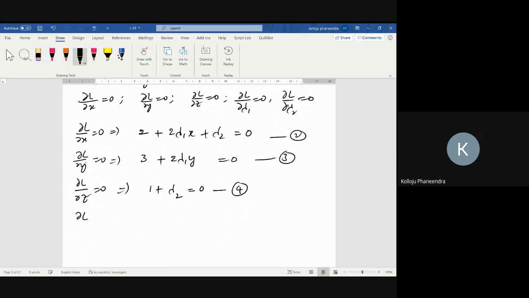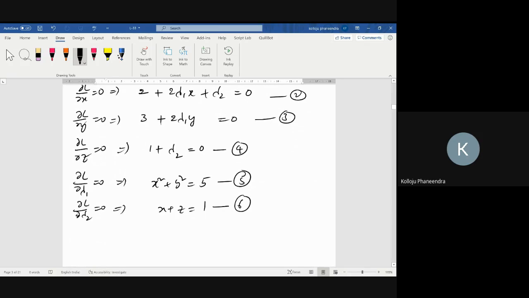Next one, ∂L/∂λ1 = 0. That is nothing but x² + y² = 5, you will get. Next, ∂L/∂λ2 = 0. Then the other condition you will get is x + z = 1, equation 6. Okay, these are the conditions completely. Now I have to solve these equations.